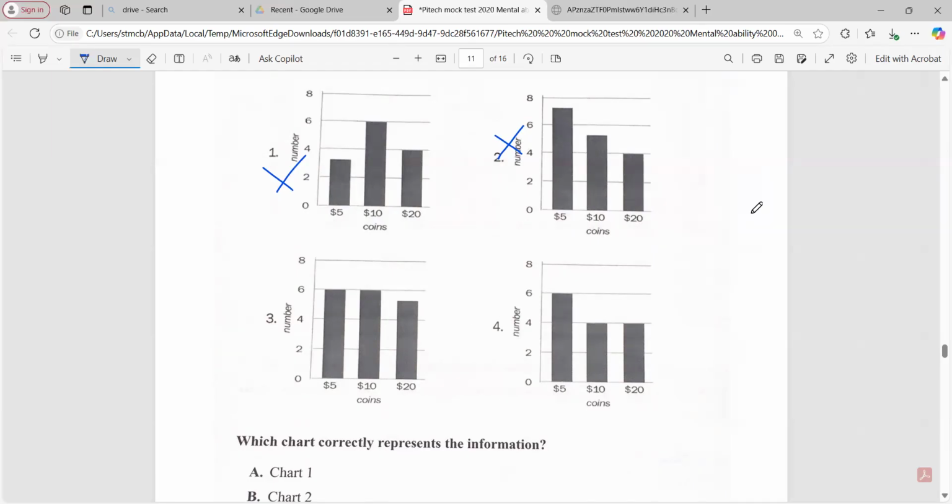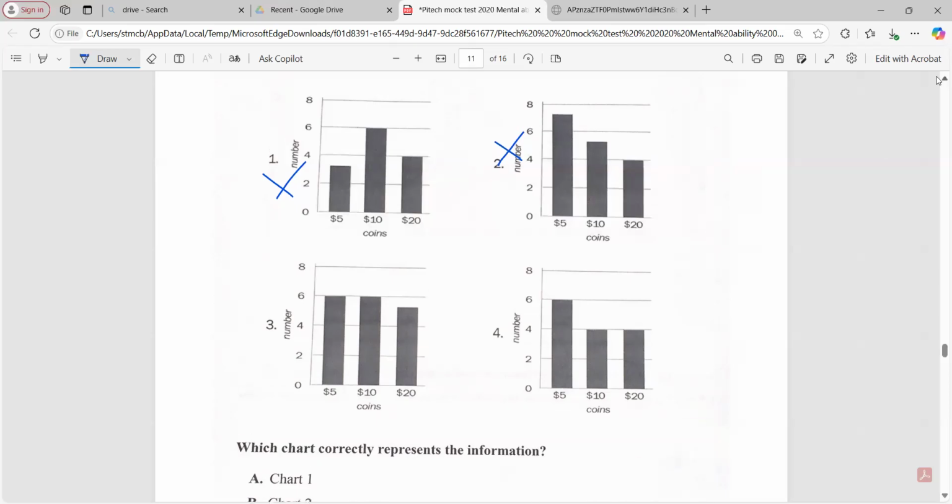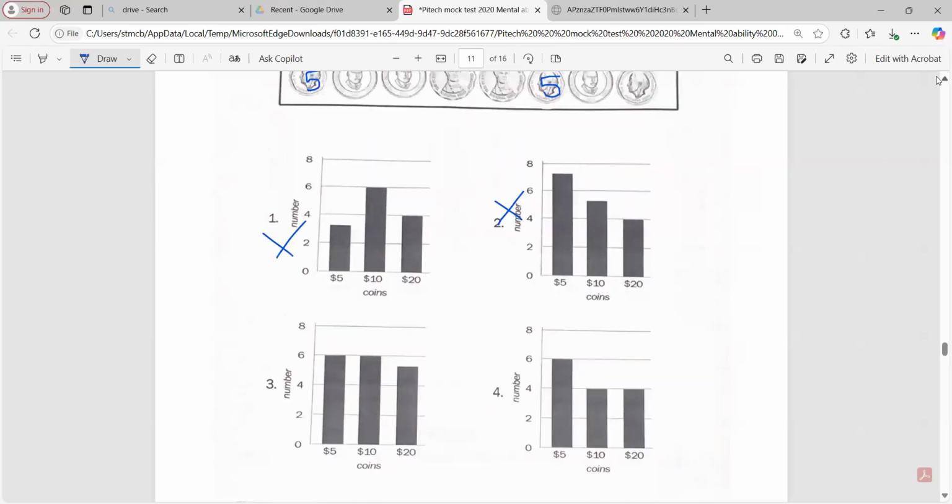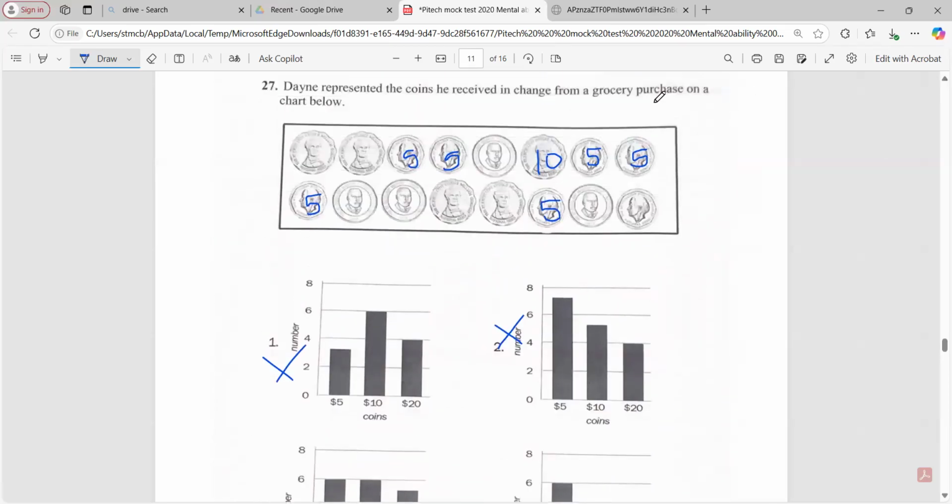No, let me check the $10 now. Once we figure out the $10, anyone that has six $10, that would be the answer. So we have one $10, two $10, three $10, four, five. It is actually 5 of them. So the one with 5 on the graph would be the correct one.